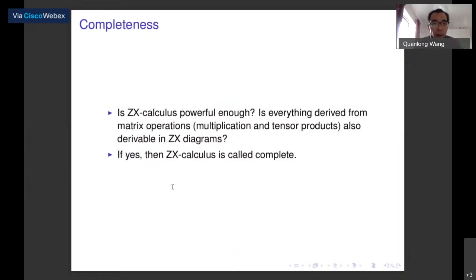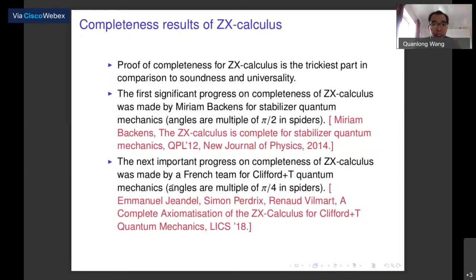And another property is whether the ZX calculus is powerful enough. That means whether everything derived from matrix operations can also be derived in ZX diagrams. If yes, then the ZX calculus is called complete. Actually, the proof of completeness for this calculus is the trickiest part in comparison to soundness and universality. The first significant progress on completeness was made by William Bacon for stabilizer quantum mechanics, which means the angles are multiples of pi by 2.